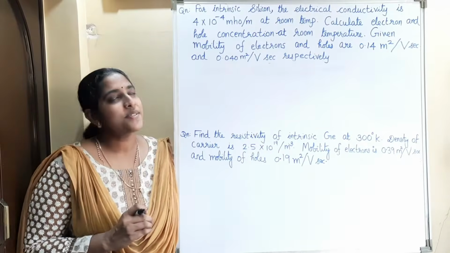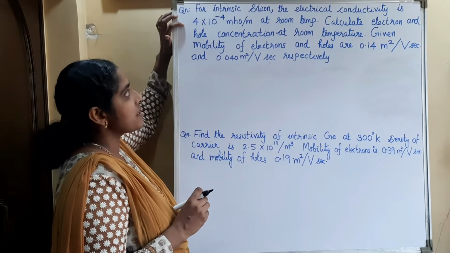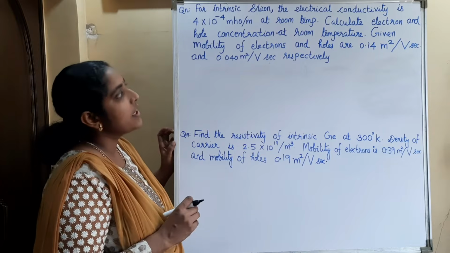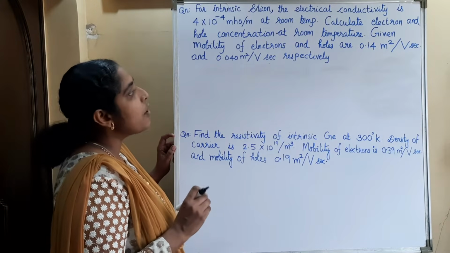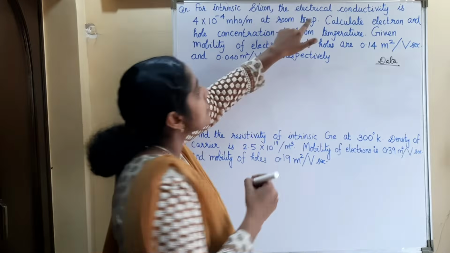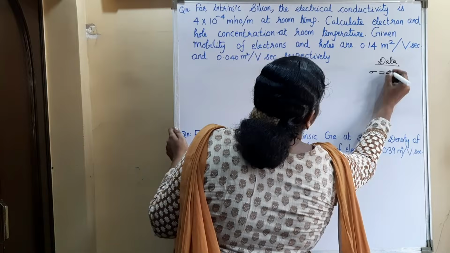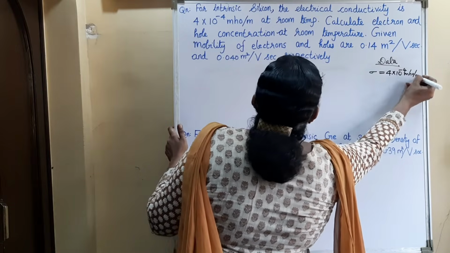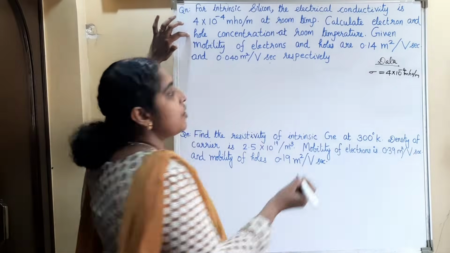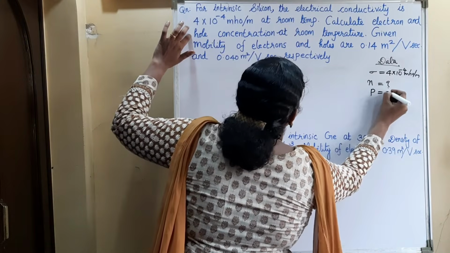Okay, see this question. For intrinsic silicon, the electrical conductivity is 4 into 10 raised to minus 4 mho per meter at room temperature. Calculate electron and hole concentration at room temperature given mobility of electrons and holes. That is, sigma is equal to 4 into 10 raised to minus 4 mho per meter. Calculate electron and hole concentration, that is, we want to find out N and P.